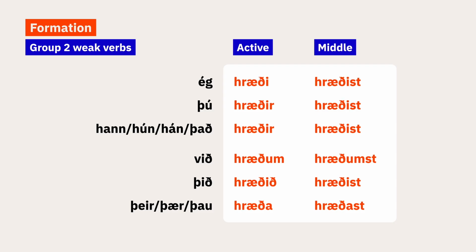Let's look at group 2 then. So this is also known as the -ar group. Let's look at active first. So ég hræði, þú hræðir, hann hræðir, við hræðum, þið hræðið, þeir hræða. Middle voice, ég hræðist, þú hræðist, hún hræðist, við hræðumst, þið hræðist, þær hræðast. Hræða means to scare, to frighten. Hræðast means to be scared of something.